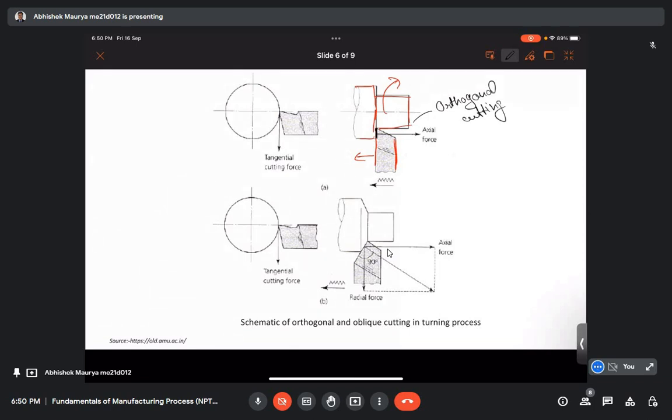Likewise, here again we have a similar kind of shaft which is rotating, and still we are trying to reduce its diameter from, let's say, D to small d. Here also we are trying to reduce the diameter from D to small d. But the only difference is here the cutting edge was perpendicular to the tool motion, and in the bottom one this is the cutting edge and the tool is moving horizontally towards the left. Here again the direction of velocity of the tool with the cutting edge is 90 degrees, but here it is somewhat different than 90 degrees. That's why it's oblique cutting.